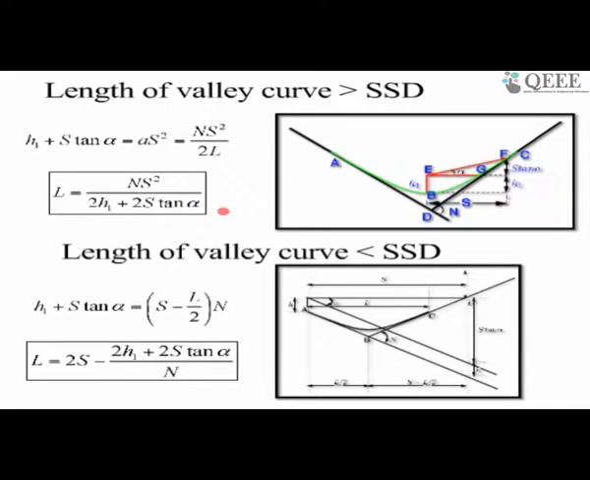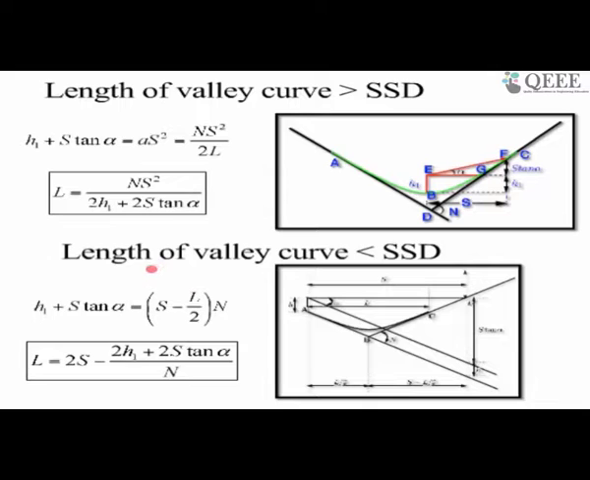Now one thing you have to understand here is that whenever we consider n by 2L, we are considering the complete length. So 2L is the total length, so this length is going to be L times this one. So this will give you the length of valley curve when the curve length is actually more than the stopping sight distance, or just the sight distance. S is the sight distance. If you need overtaking sight distance, you have to provide the overtaking sight distance. If you need intermediate sight distance, you need to provide the intermediate sight distance.